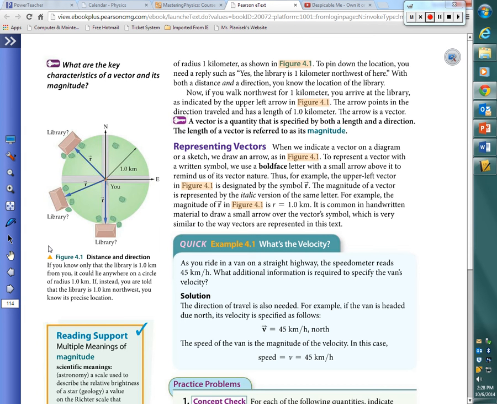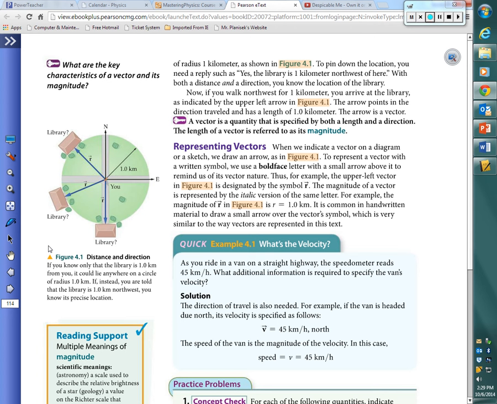Or like figure 4.1 says here, if you only know that the library is 1 kilometer from where you're standing, it could lie anywhere on a circle that has a radius of 1 kilometer. That leaves a lot of possibilities for where the library could actually be. But if you are told that the library is 1 kilometer northwest, now we know the more precise location of that library, because we have how far away it is, but also which direction it is from our location.